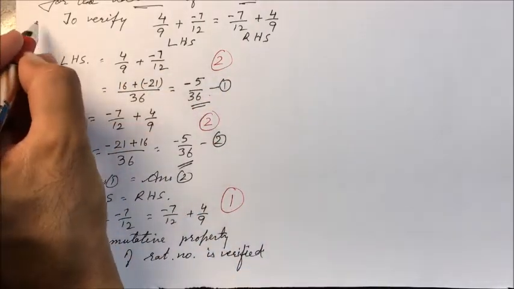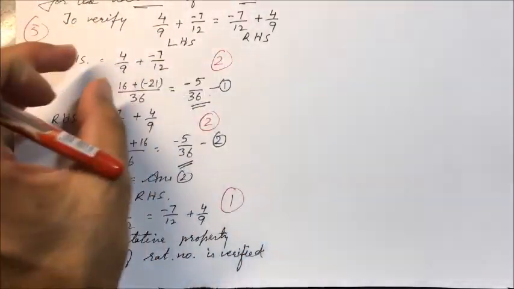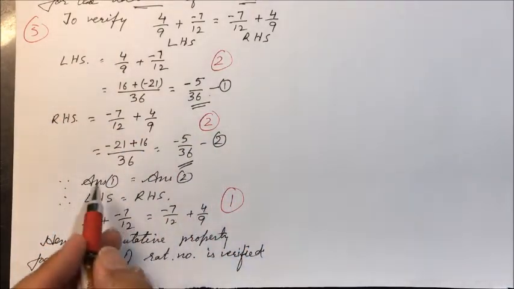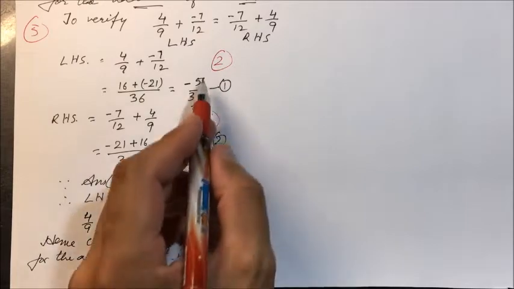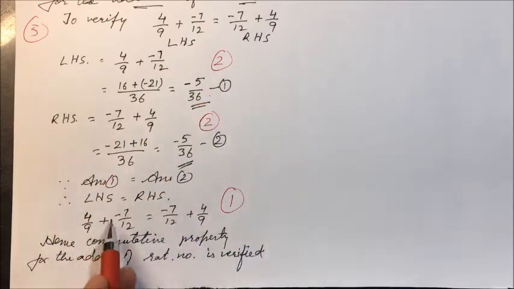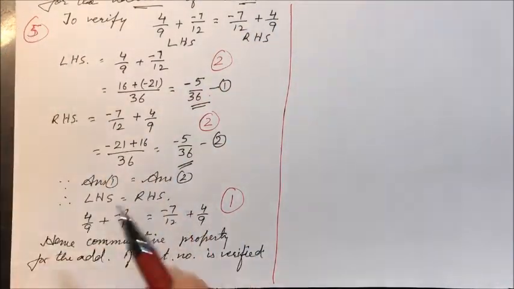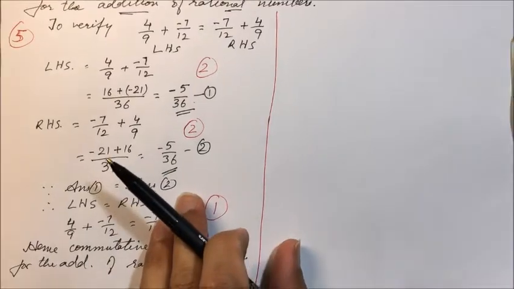For first question, total of 5 marks are allotted. 2 marks for LHS, 2 marks for RHS, and 1 mark for verifying, that is equating answer 1 and second, and hence verified. So total of 5 marks for first question. Now we'll be taking second one.